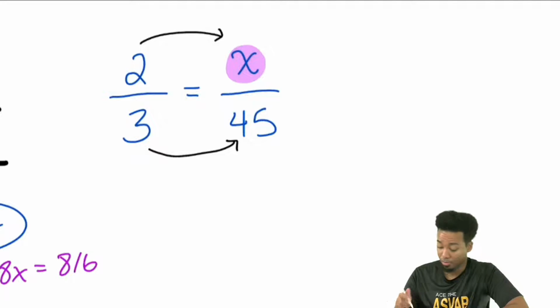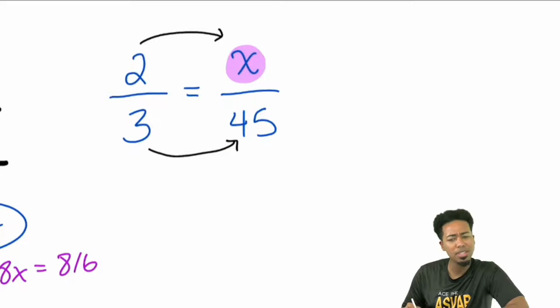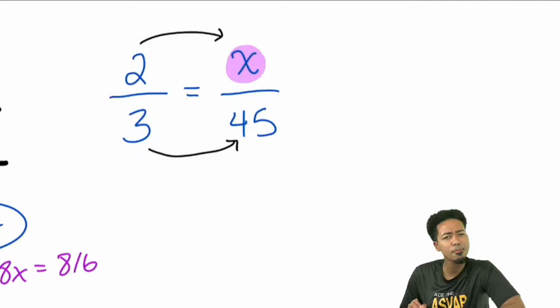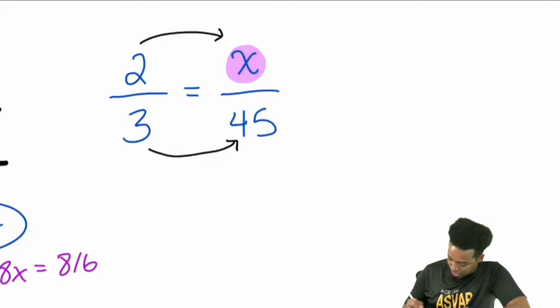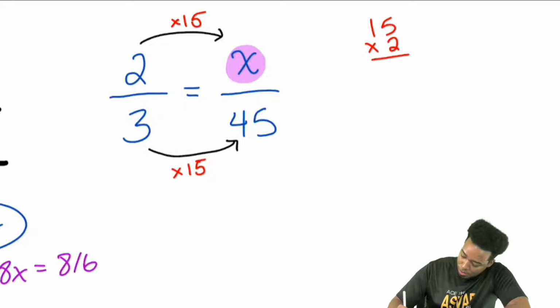Can we do left to right? Okay, how do I get to x? From 2. Can we go from 3 to 45, everybody? Is there a way to go from 3 to 45? Yeah, what do we multiply by to get from 3 to 45? 15. And so in that case, we can multiply by 15. And then so we can do 2 times 15. And everybody, what's 15 times 2? 30. And so x equals 30.